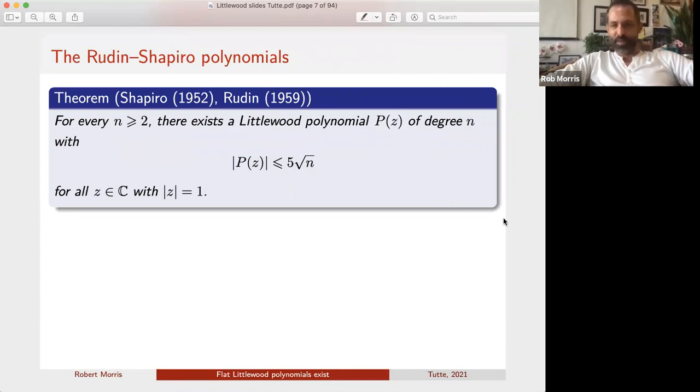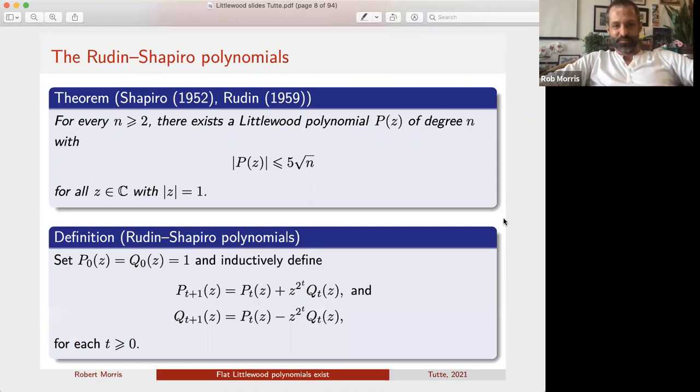Harold Shapiro, in his master's thesis, gave a construction, which was then rediscovered by Rudin a few years later, that there exist Littlewood polynomials of degree n where the upper bound holds. So they're always at most 5 root n. So the image of the circle is always at most 5 root n. And the construction is extremely simple.